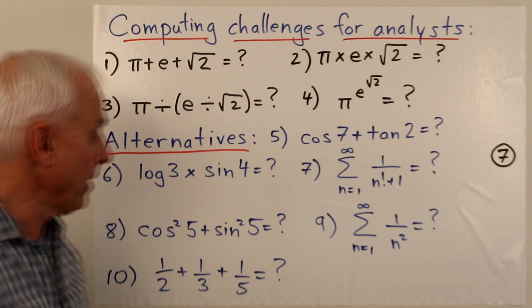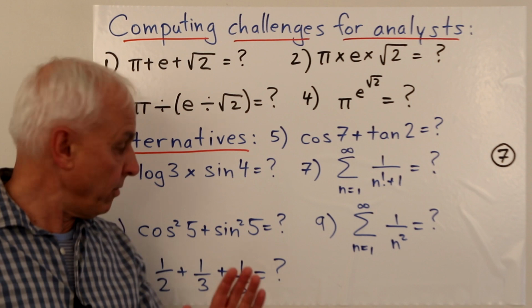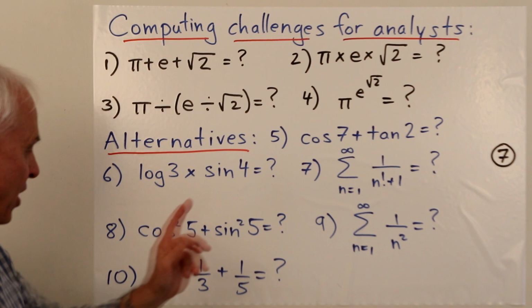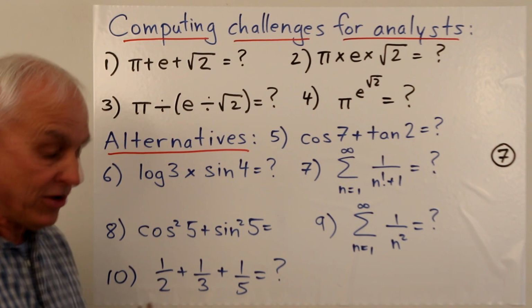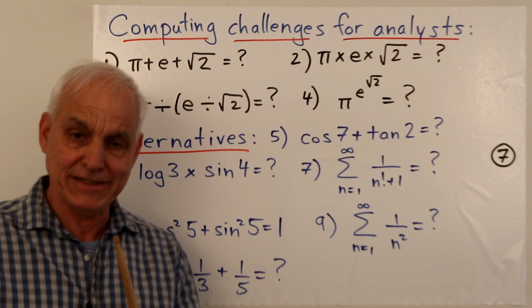How about cos squared 5 plus sine squared 5? Well, wait a minute. Hold your horses. Stop the presses. I think I can do that one. Cos squared 5 plus sine squared 5. Hallelujah. There is some abstract theory that allows us to calculate this without actually calculating it. We know that the answer is 1. Isn't that great? In fact, we've been able to do it without actually obtaining cosine of 5.